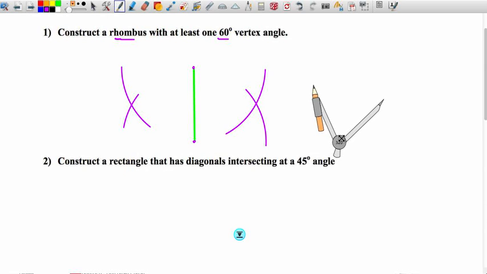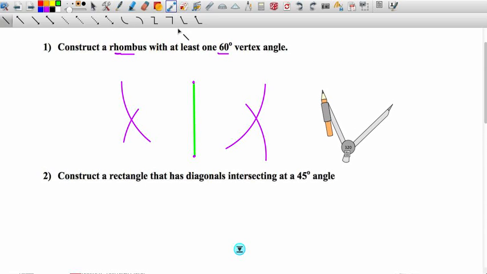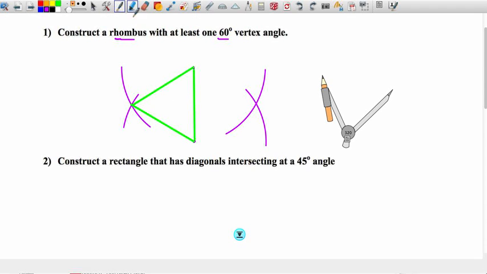Okay, and by doing that, essentially what I've got is, if I take the vertex over here to that point over there, I will have constructed a side of the same length as the first side. Likewise, the third side, and I now have a triangle with all three sides equal. The equal sides guarantee me equal angles, and I have a 60-degree angle.